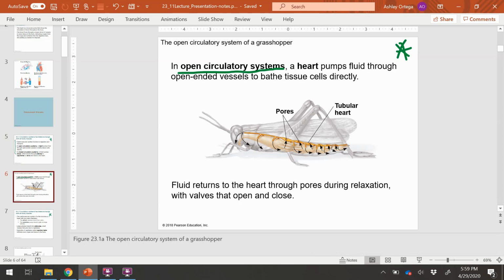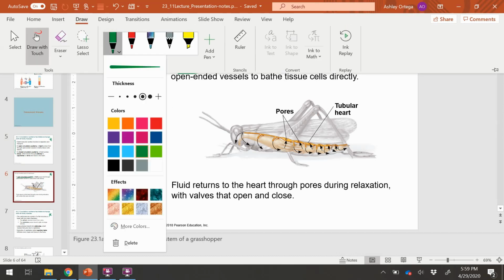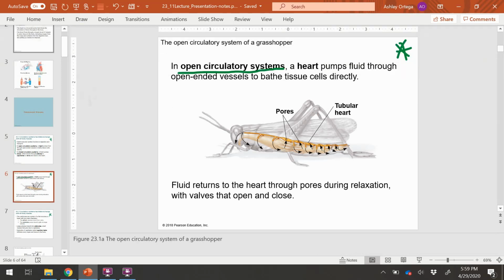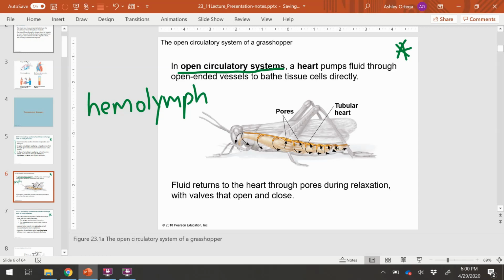fluid will bathe directly. This fluid actually has a name, and I will write it for you. It's called hemolymph. We define it differently with a different word to illustrate how much different it is than blood. It's going to have a different composition. It's called hemolymph. And so the fluid will return back to the heart through pores.